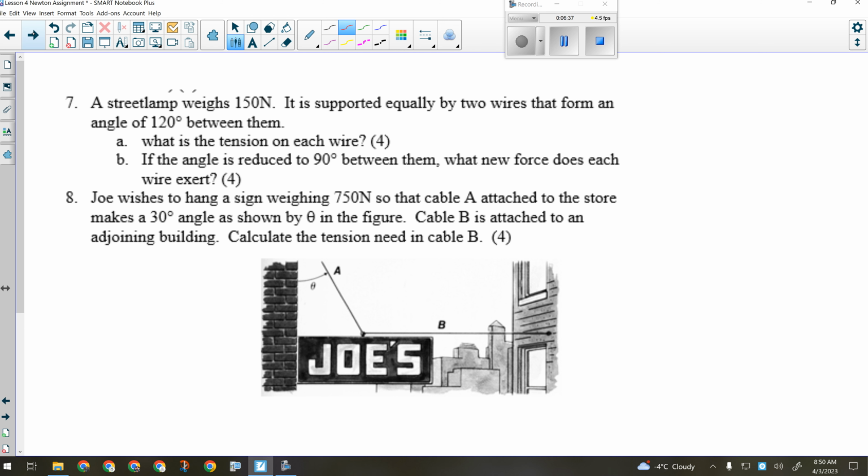Okay, 7 and 8, static condition questions. We have done ones exactly like both of these in class. So if you're really stuck and you wrote down all the examples we've done, you'll find these questions somewhere. Okay, I would advise that for question number 7, you watch your significant digits carefully.